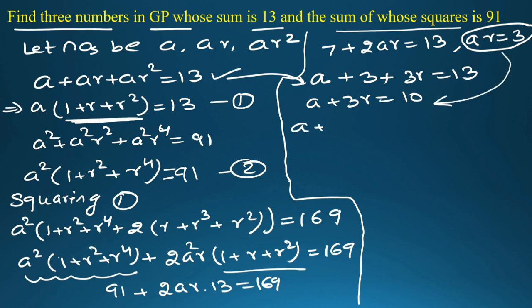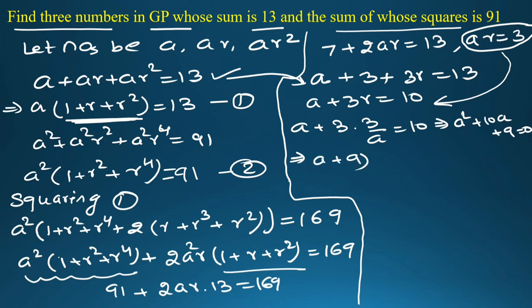Now, we can put the value of R in this equation. So it will be A plus 3 times 3 upon A is equal to 10. So I am sure it will be converted into a quadratic equation. So this will be A square minus 10A plus 9 is equal to 0. So, splitting by the middle term, you will get A plus 9 times, will it be plus? No, it will be minus. Here it will be minus. So A minus 9 times A minus 1 is equal to 0, means A is equal to 1 and 9.